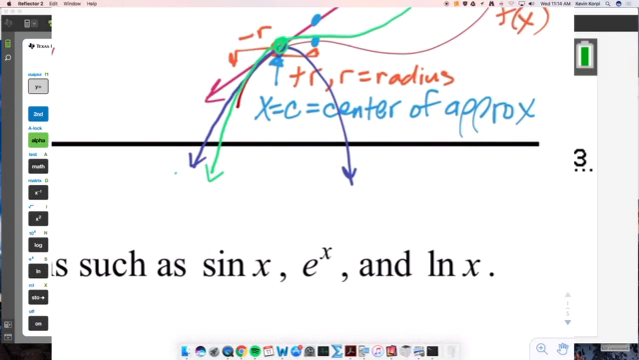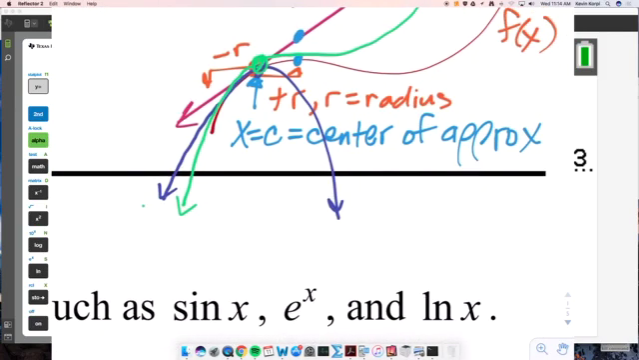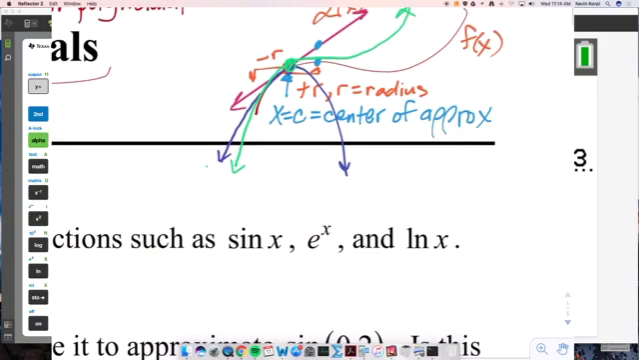And we're going to be coming up with polynomial curves that approximate non-polynomial functions like sine of x, e to the x, cosine of x, natural log of x, things that back in the day were hard to work with. So the idea being, if you can approximate it with a polynomial, it's going to be a lot easier to calculate those numbers. All right?